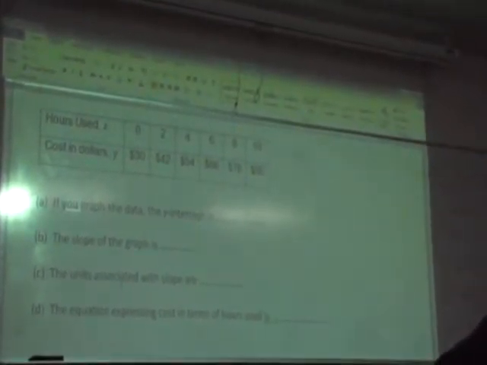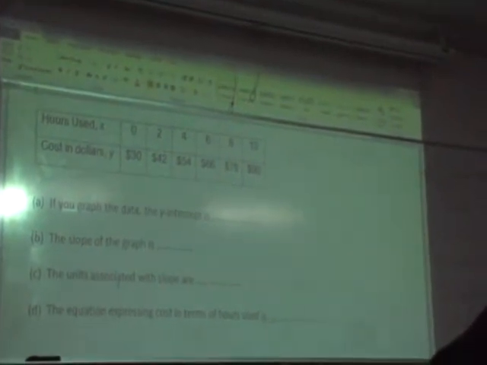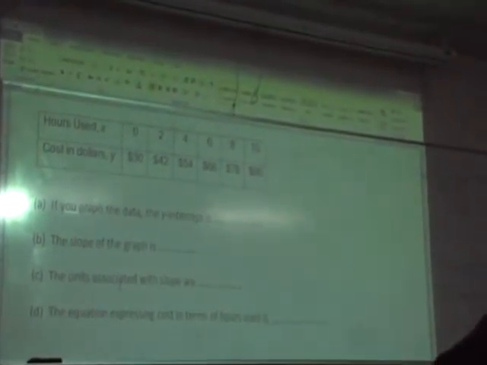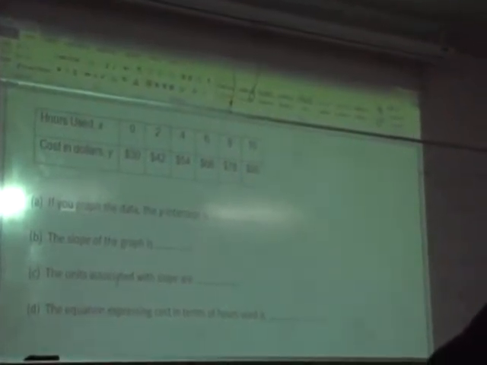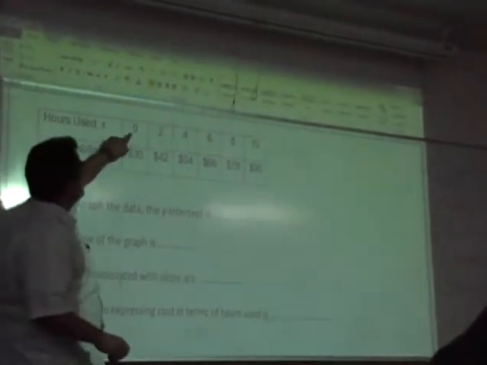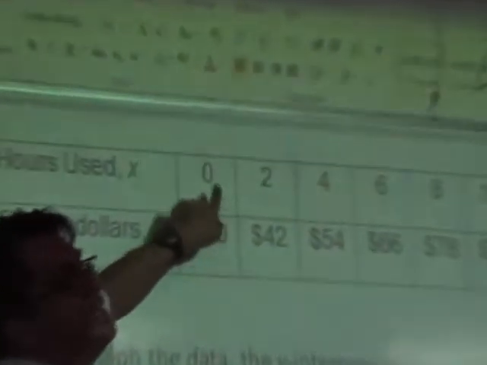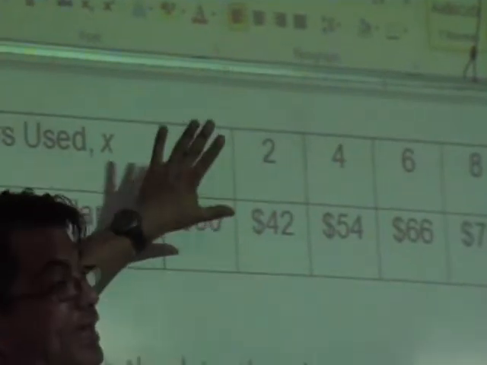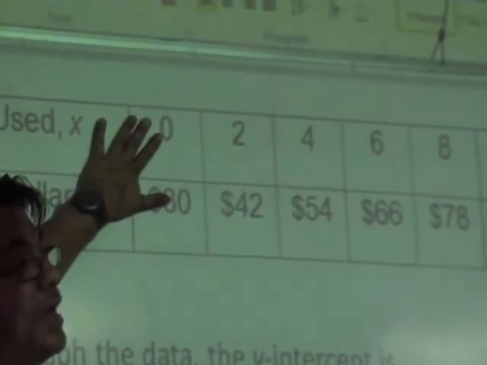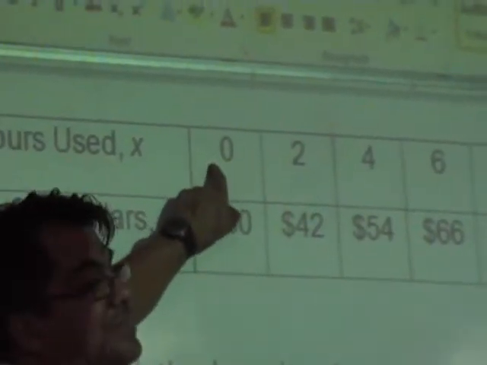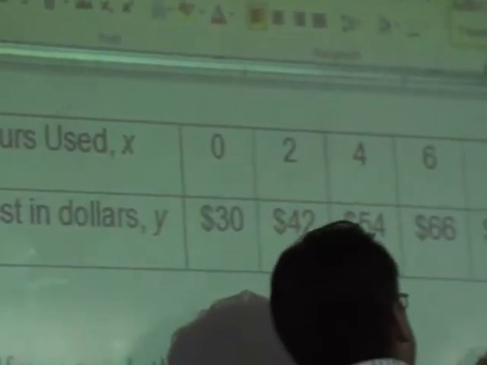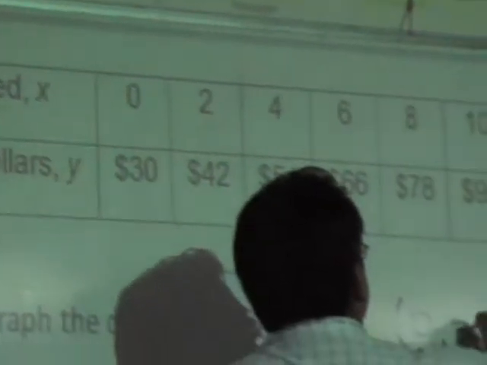0.30? Why 0.30? Very nice. How come? Because when x is 0, what is y? 30. You just read it. It's just a matter of, can you find the y-intercept on the table? Yeah, the y-intercept happens when x equals 0. So the y-intercept is (0, 30).